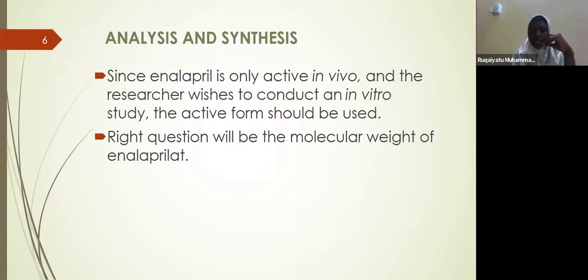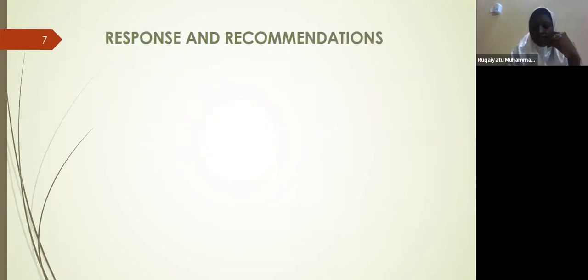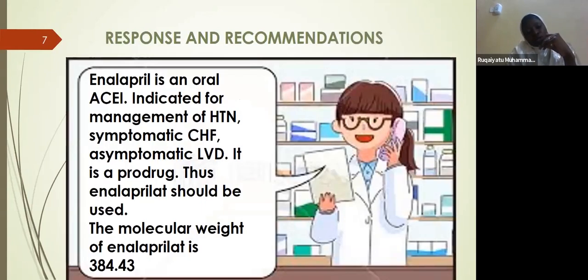So in this case, the question should have been, what is the molecular weight of enalaprilat, because that is the active form of enalapril, since this research is to be in vitro. So to give out our response, after assessing everything and doing a thorough review of the data and information we've gathered, we can confidently say that enalapril is an oral angiotensin converting enzyme inhibitor, which is indicated for management of hypertension, symptomatic congestive heart failure, and asymptomatic left ventricular dysfunction.